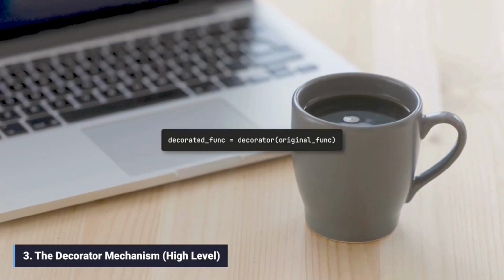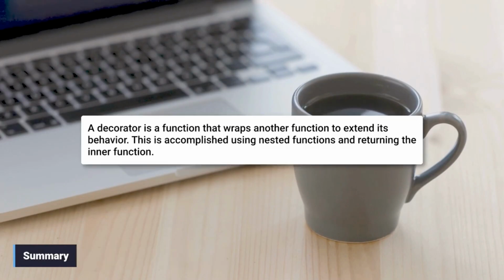3. The decorator mechanism. At a high level, a decorator, let's call it decorator, is simply a function that takes an original_func and returns a decorated_func. This decorated function contains the original function plus the extra logic added by the decorator. The returned function completely replaces the original function reference. To summarize, decorators provide a clean, reusable way to wrap functions and add common functionality without polluting the function itself.